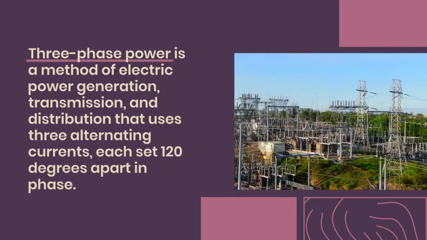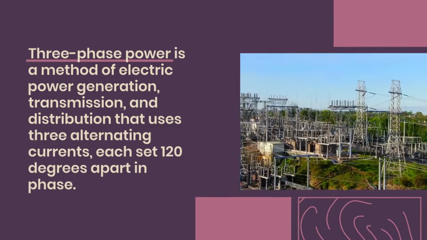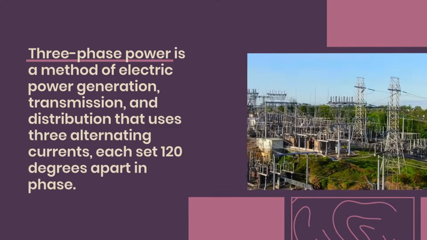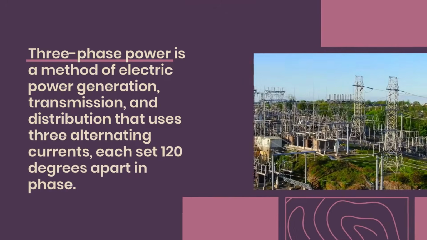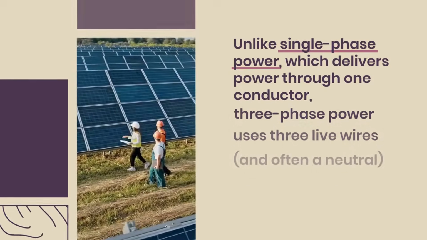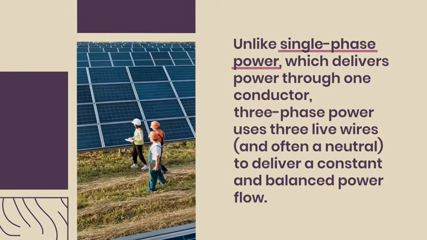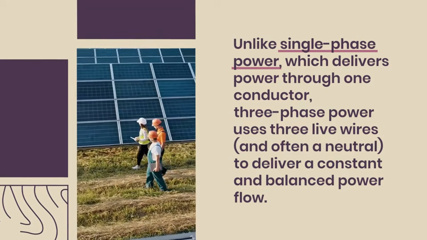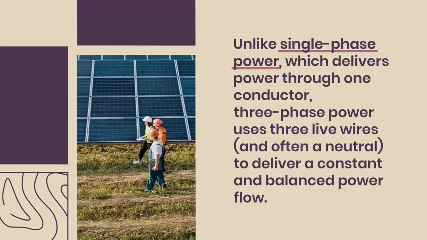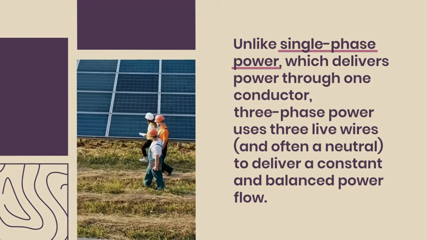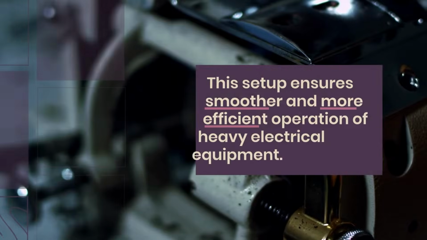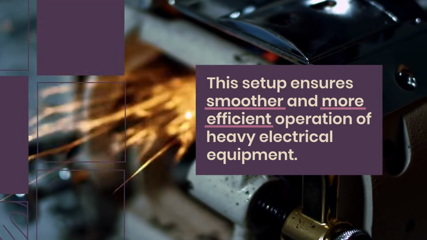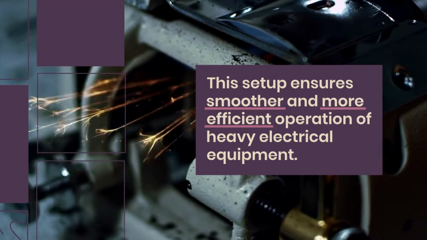10. Explain the concept of three-phase power. Three-phase power is a method of electric power generation, transmission, and distribution that uses three alternating currents, each set 120 degrees apart in phase. Unlike single-phase power, which delivers power through one conductor, three-phase power uses three live wires, and often a neutral, to deliver a constant and balanced power flow. This setup ensures smoother and more efficient operation of heavy electrical equipment.